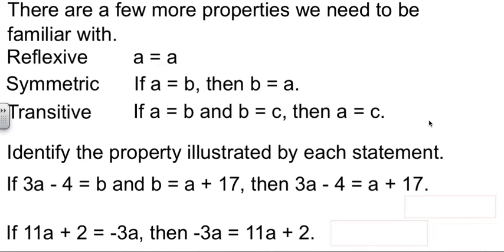So let's see if we can identify which property we see. If 3a minus 4 is equal to b, and also b is equal to a plus 17, then 3a minus 4 is equal to a plus 17. Both of these were equal to b, so we said they're equal to each other. That's the transitive property.